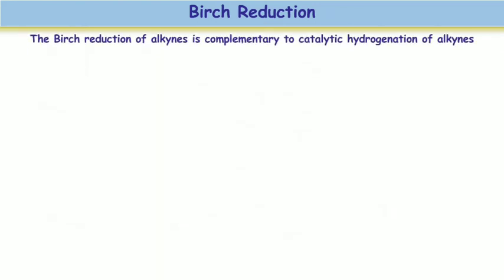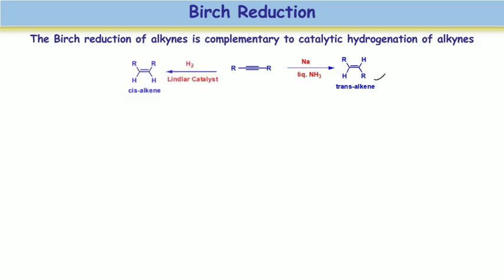Let me tell you one thing, that Birch reduction of alkynes is complementary to catalytic hydrogenation of alkynes. So what does it mean? If you have an alkyne like this, then you can use sodium in liquid ammonia to convert it into a trans alkene, and if you use hydrogen and Lindlar catalyst, then you can convert it into a cis alkene. So basically, if you have an alkyne like this, then you can apply different reaction conditions, so you can get either the cis alkene or the trans alkene, whatever you need, right?